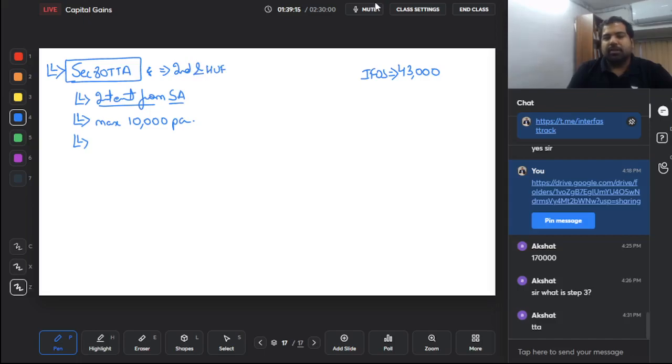HUFs also get this, and this is because you are inculcating a habit of saving, and putting money in a bank helps the economy. It is applicable to both residents as well as non-residents. But what if this is FD interest? Sorry, on FD interest you will go into IFOS but you will not get a deduction. So this is only for savings account.